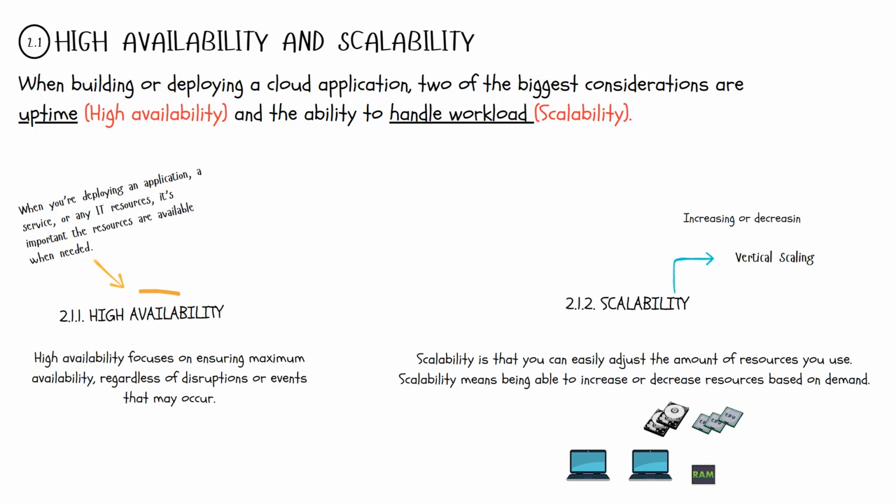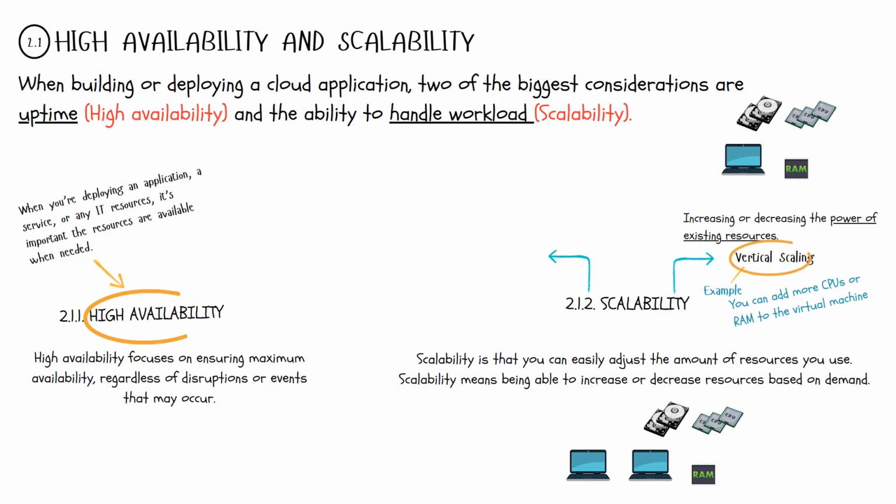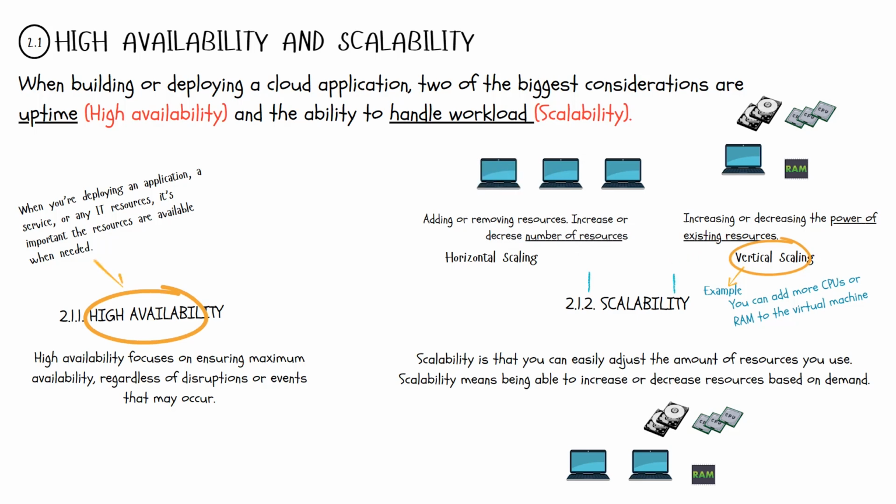Vertical scaling means increasing or decreasing the power of existing resources. For example, if your app needs more processing power, you can add more CPU or RAM to your virtual machine. If you no longer need as much, you can reduce these resources. Horizontal scaling involves adding or removing resources. If your app faces a sudden increase in demand, you can add more virtual machines or containers to handle the load. If demand decreases, you can remove some resources to save costs. This scaling can be done automatically or manually.